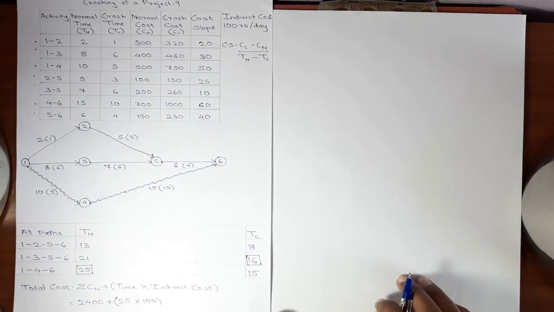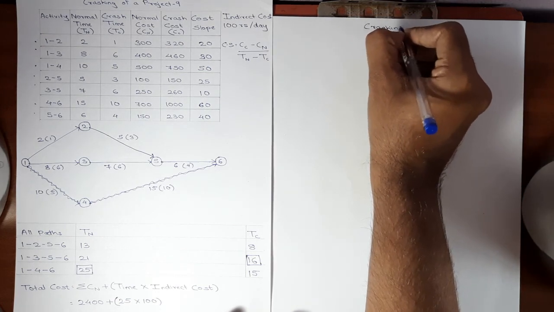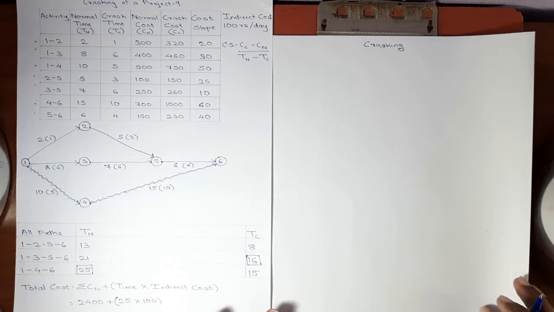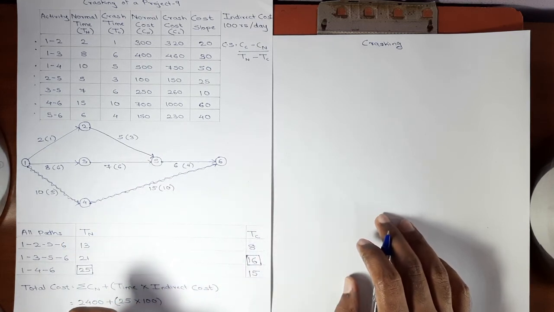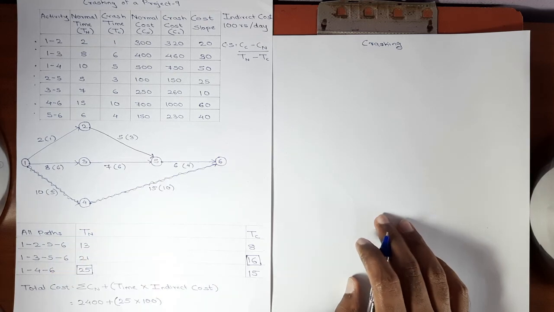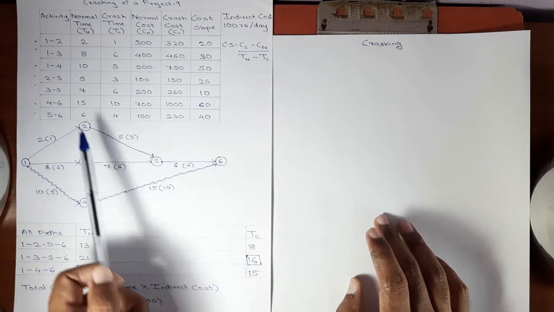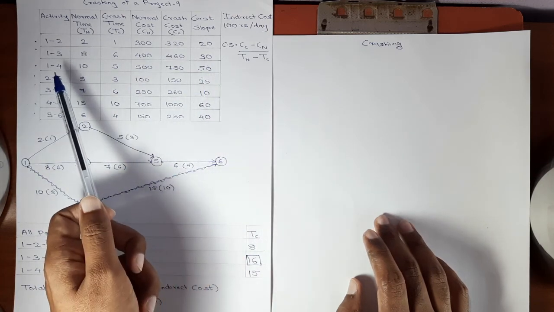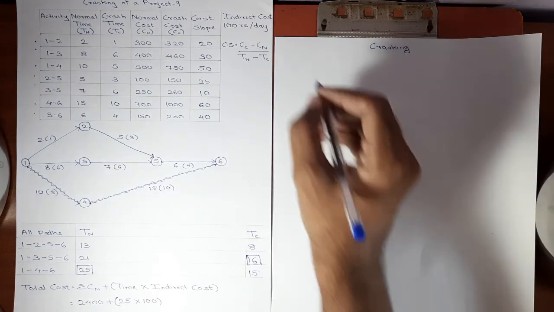Okay, now let's start with the crashing process. The rule of crashing is we have to crash that activity on the critical path which has the least cost slope. Our critical path is 1, 4, 6. Now let's check the cost slope of the activities on the critical path. The cost slope of 1, 4 is 50 rupees and cost slope of 4, 6 is 60 rupees. Cost slope of activity 1, 4 is the least, so we'll be crashing activity 1, 4 by 1 day.